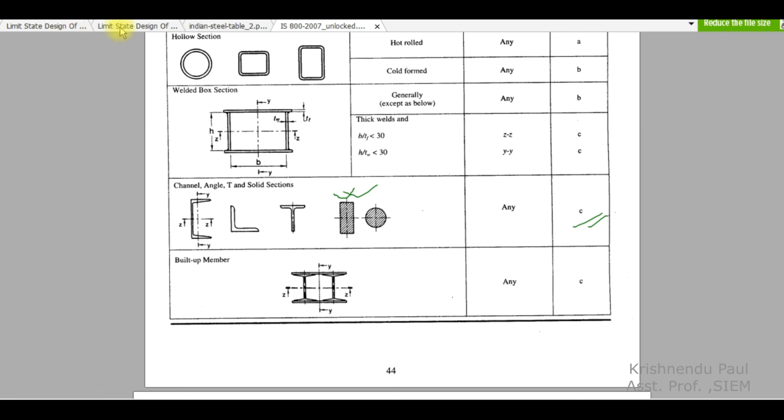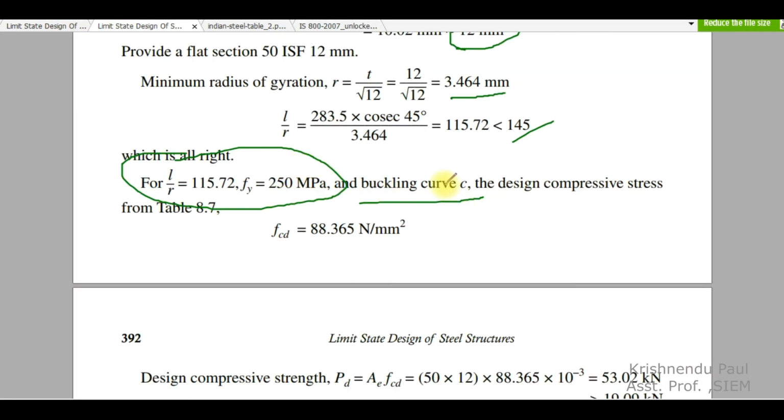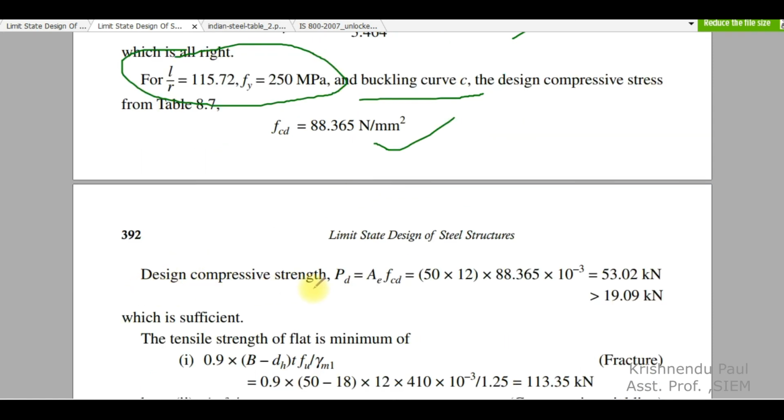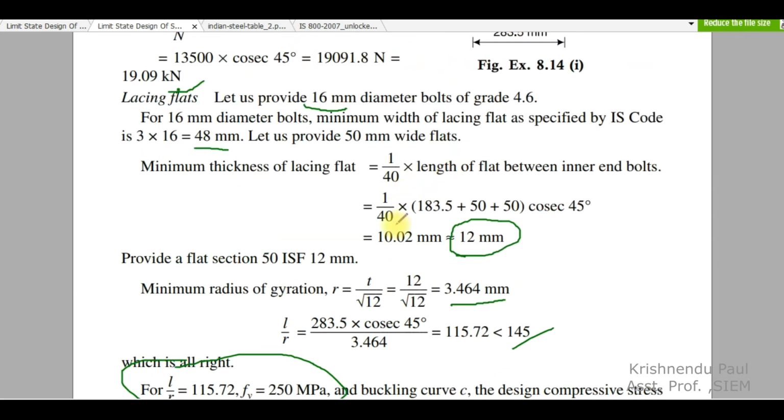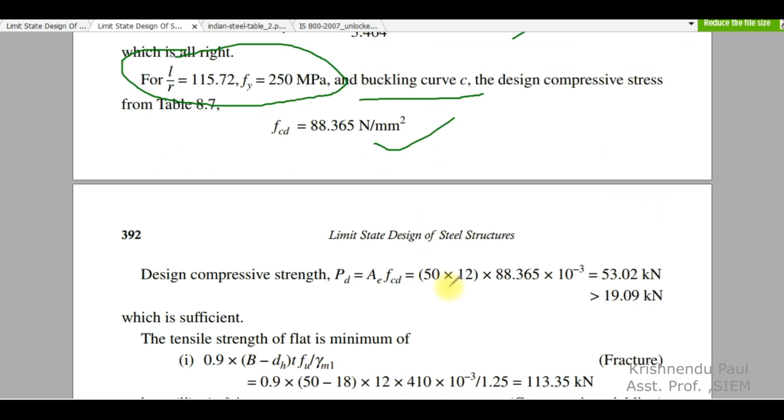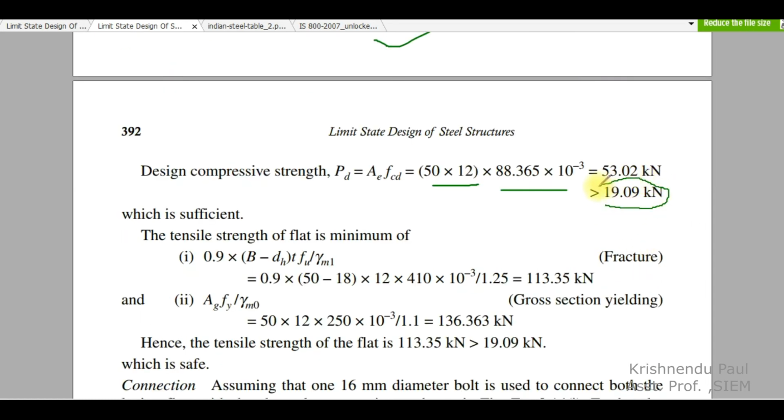Again you have to go to Table 9C of IS 800 to find the fcd for this L by R and this yield stress. So you will get 88.365 Newton per millimeter square. So the design compressive strength of the lacing bar is equal to Ae into fcd. Area of cross section: here they have chosen 12 millimeter thickness, and this width is 50 millimeter. So area will be 50 into 12, into this design compressive strength. So it is 53.02 kilonewton, which is more than the 19.09 kilonewton coming as compressive load in the lacing bar. So hence it is sufficient. If we provide this lacing bar, that will be sufficient.